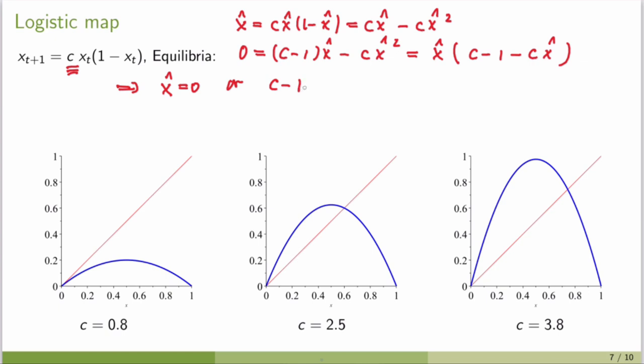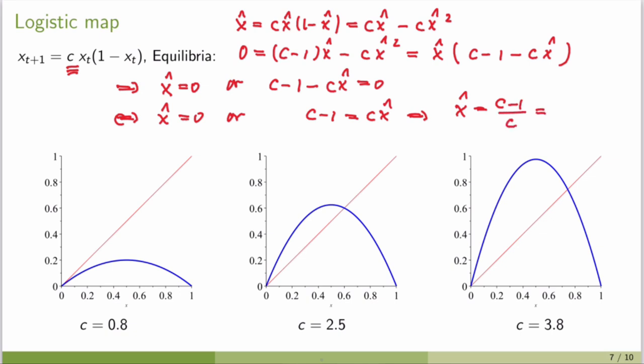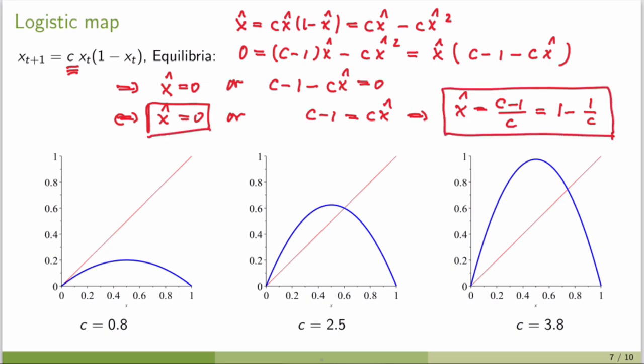Now I write this as c minus 1 minus c x hat is 0. So this is equivalent to saying that x hat is 0, no change here. But this I would like to simplify a bit, so I get c minus 1 equals c x hat, which then implies x hat is equal to (c minus 1) over c, and the standard way to write this is actually 1 minus 1 divided by c. So we get one fixed point all the time, which is 0, and then we get a second fixed point depending on the parameter c.